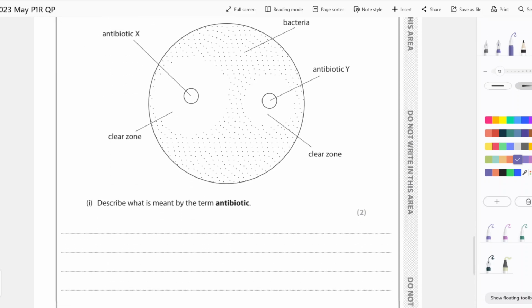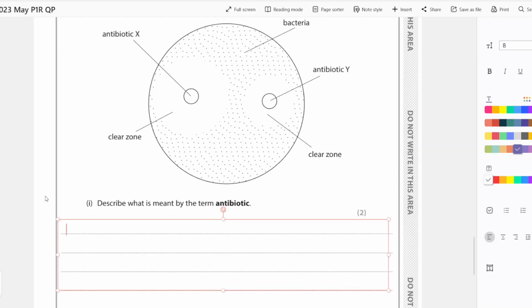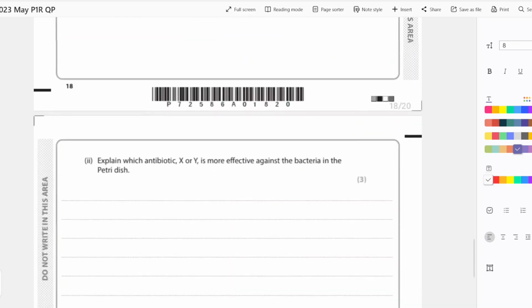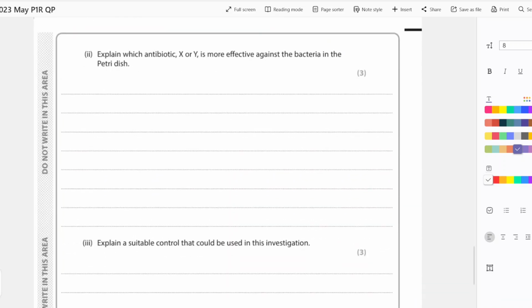All right, let's start off with part 1. Describe what is meant by the term antibiotic. So this is specifically what the syllabus would want you to say. An antibiotic is a substance typically produced by microorganisms to kill bacteria. So 1 mark for produced by microorganisms, and the second mark is to kill bacteria. All right, let's move on to part 2.